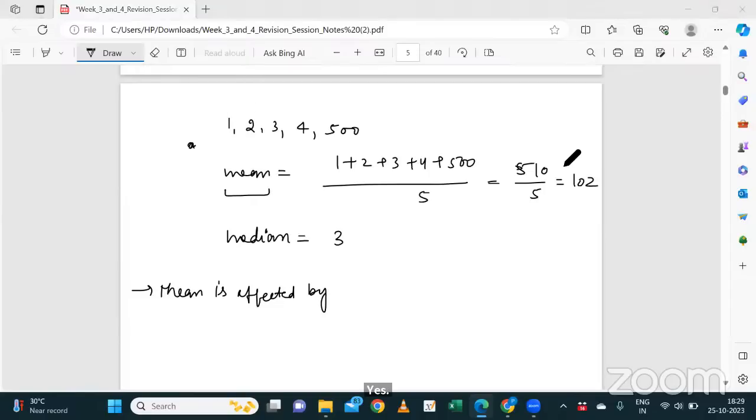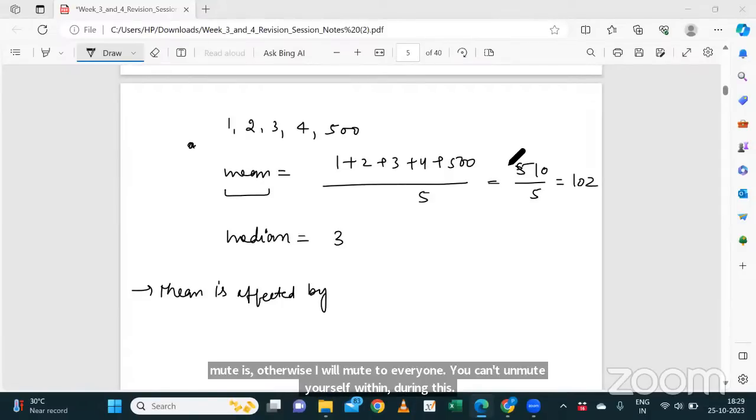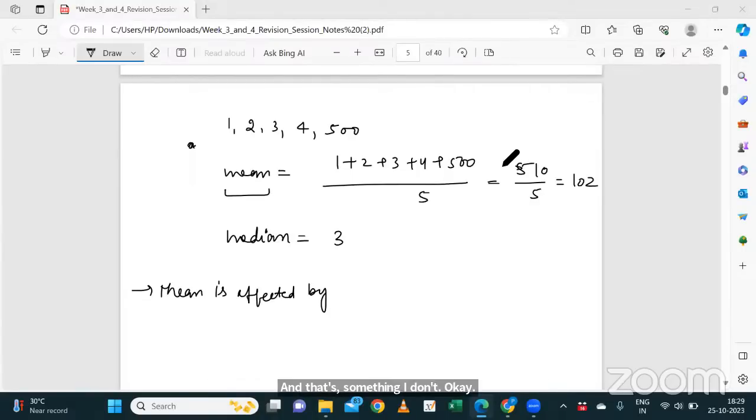Who is this? Keep yourself muted. Otherwise, I will mute everyone. You can't unmute yourself during the session. So it's a request to everyone: mute yourself. If you have a doubt, you can unmute, that's not a problem, but after that, you can mute yourself. Okay, so it's a request.